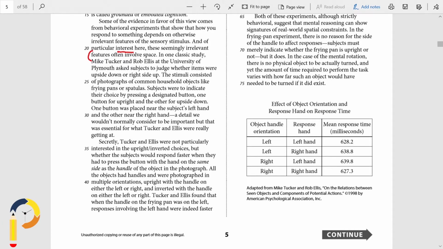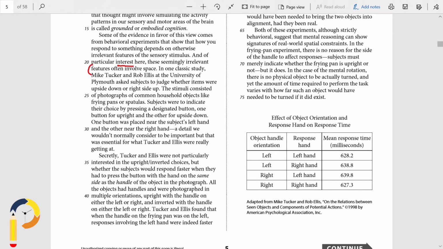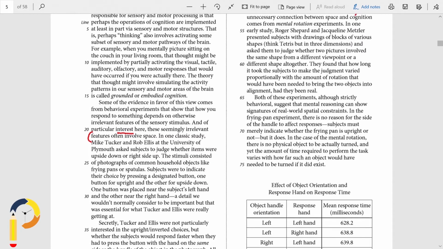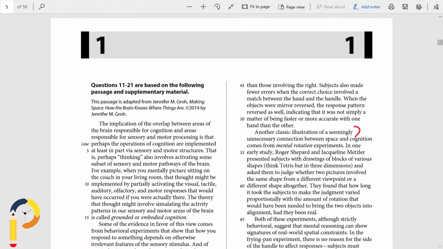Secretly, Tucker and Ellis were not particularly interested in the upright or inverted choices, but whether the subjects would respond faster when they had to press the button with the hand on the same side as the handle of the object in the photograph. All the objects had handles and were photographed in multiple orientations, upright with the handle on either the left or right, and inverted with the handle on either the left or right. Tucker and Ellis found that when the handle on the frying pan was on the left, responses involving the left hand were indeed faster than those involving the right.